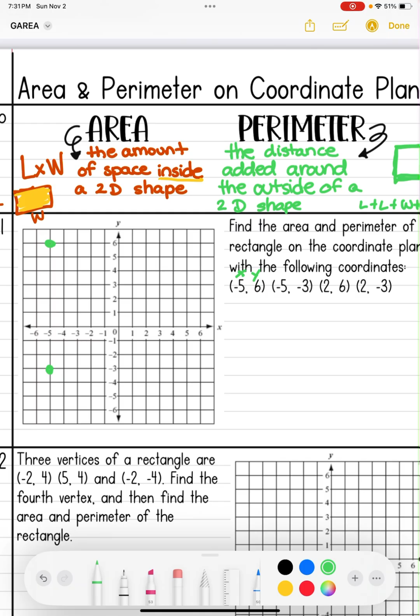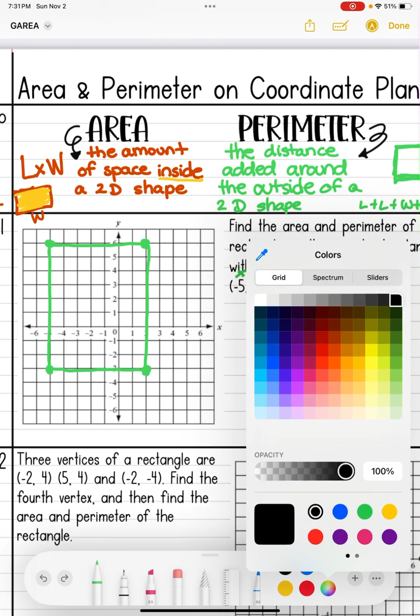My next coordinate is 2, +6. And the next one you can visually kind of see is 2, -3. So there we have our first shape coming together as a rectangle. Oop, I do not know what happened there. Undo. There we go. Okay, so first we're going to solve for area.